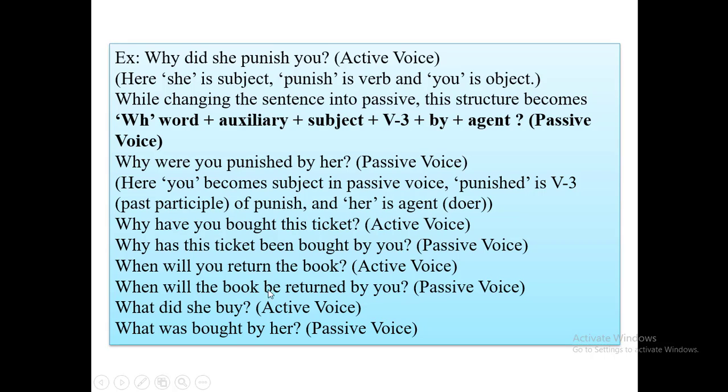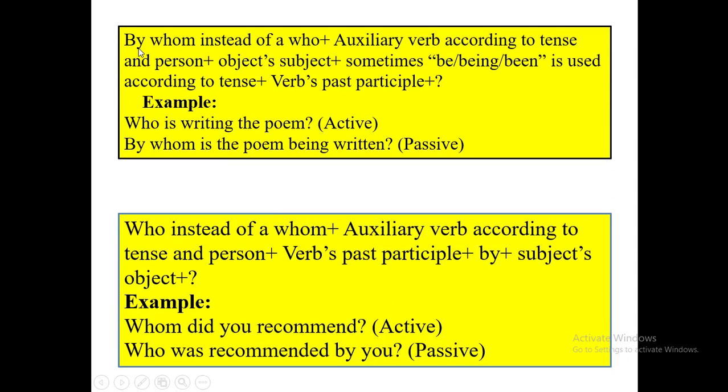Dear students, by whom instead of who plus auxiliary verb according to tense and person plus object plus subject plus sometimes be or being or been is used according to tense plus verb's past participle plus note of interrogation, I mean question mark. For example, who is writing the poem? Its passive voice is, by whom is the poem being written?